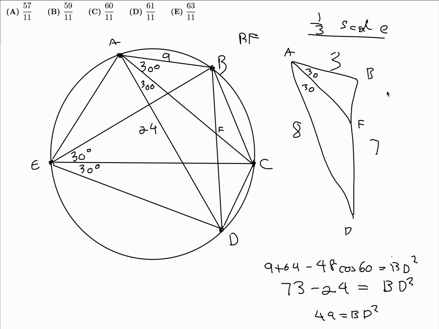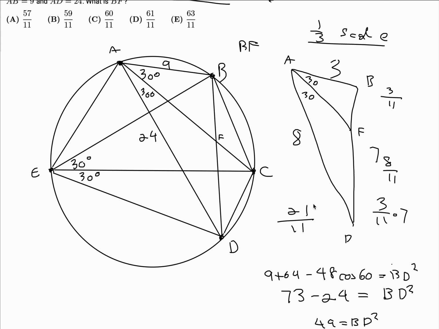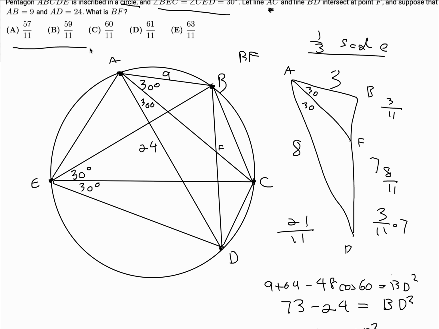So we know that this is going to be in proportion to 3 over 11. This is going to be 8 over 11, since this is going to be proportionate to this. This is going to be proportionate to this. So that's 3 over 11, this is 8 over 11. So 3 over 11 times the total length, 7, gives us 21 over 11. And notice that 21 over 11 is not an answer choice because I have to go back. Since this is 1/3 scale, I have to multiply by 3. So multiplying 21 over 11 by 3 gets us 63 over 11, which is our answer.